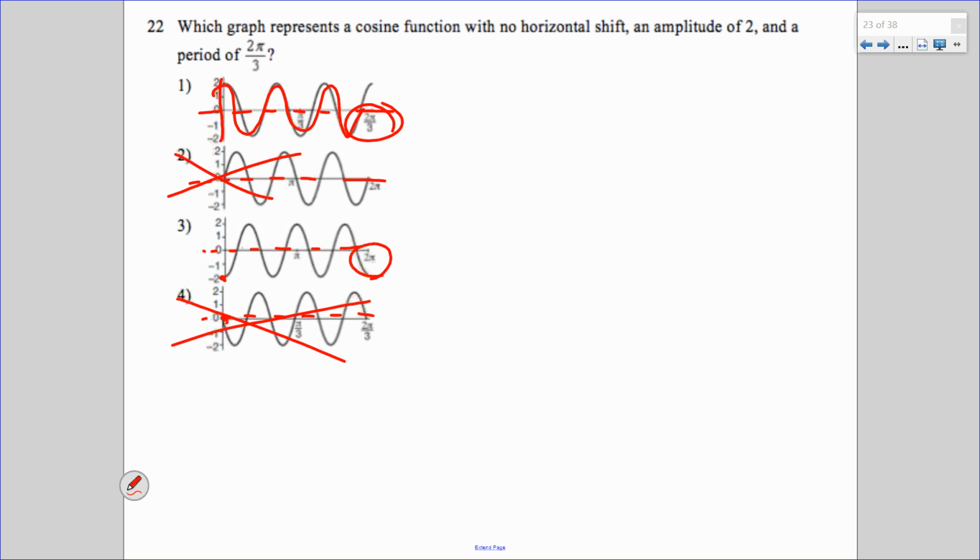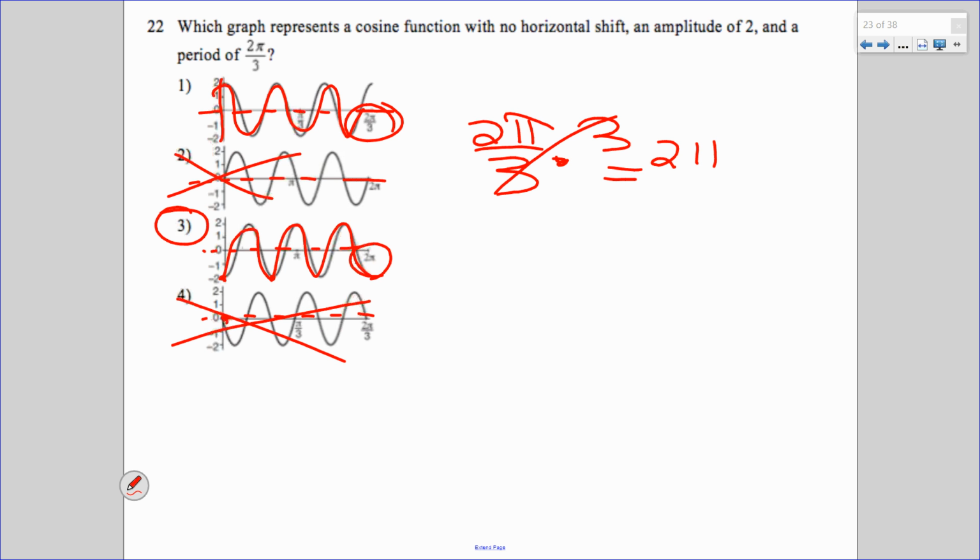Now, in choice 3, I don't see 2 pi over 3 on the graph, but would it make sense that this right here might be 2 pi over 3? Yes. Your answer is choice 3. Also, if you do 2 pi over 3, there's 3 waves here. 1, 2, 3. So 2 pi over 3 times 3 is 2 pi. As you get towards the end of the multiple choice, there are going to be little twists. But again, eliminate choices that you know cannot be the answer.